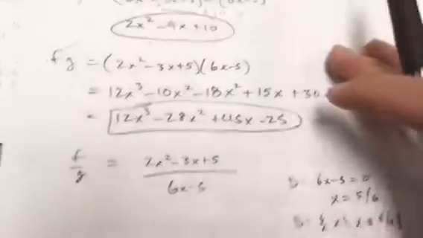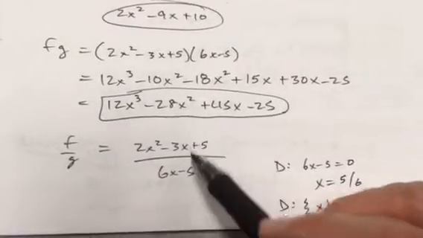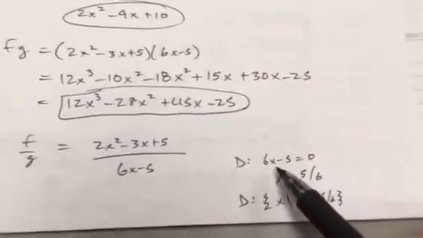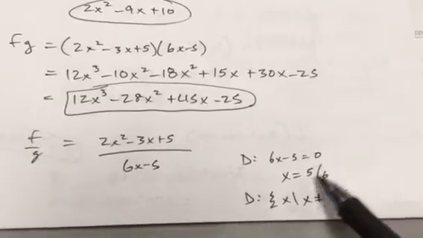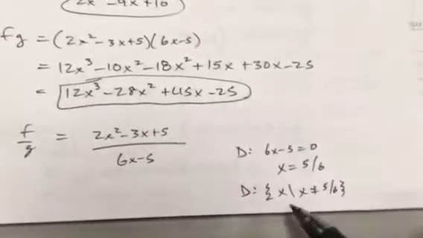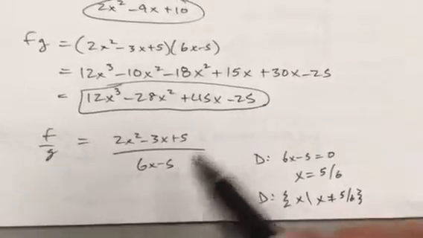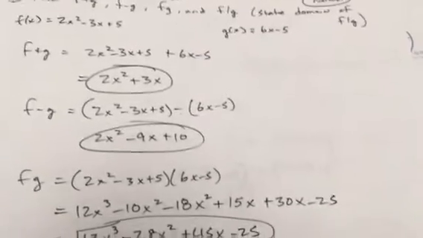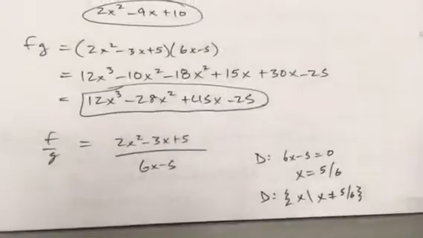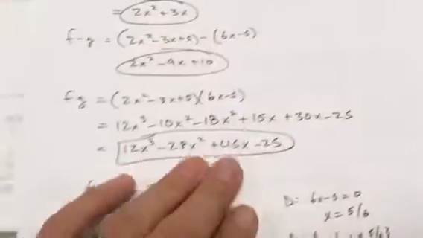And then f over g, but talk about the domain, so that's just simply this over this. Set the bottom equal to 0. 6x minus 5 is 0. x is 5/6. So x can be any number as long as it's not 5 over 6, because 5 over 6 makes this denominator 0. Again, pause this anytime. This video's got to be relatively quick.